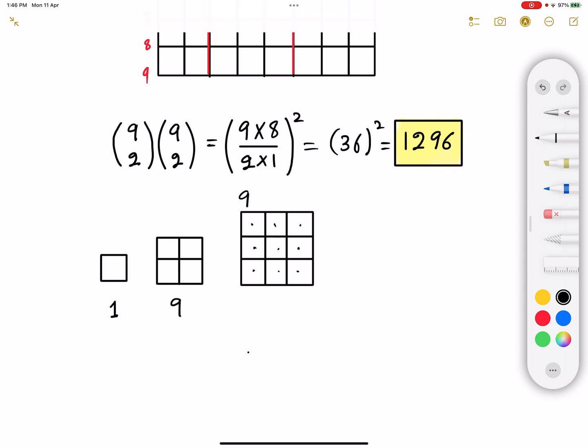Let me erase all that, of course. Now let's take 2 by 1. For 2 by 1, we have this: 1, 2, 3, 4, 5, 6, 7, 8, 9, 10, 11, 12. So plus 12. Okay, so let's erase that.